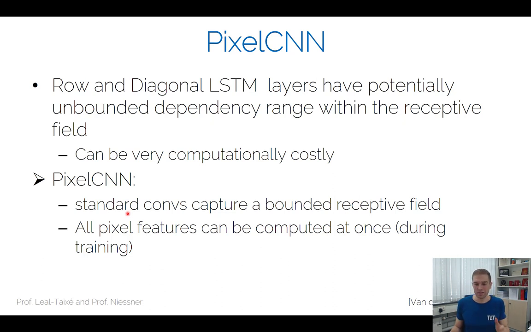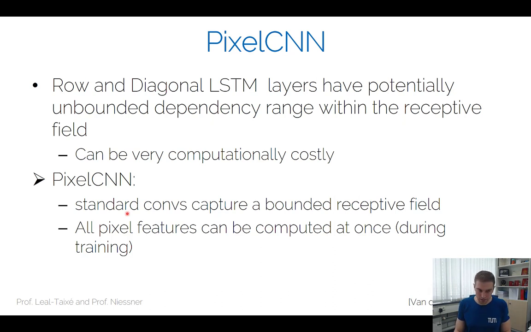Okay, so PixelCNN, the idea now is we're using standard convolutions to capture a bounded receptive field. So one layer has a bounded receptive field. We can set the receptive field to a specific size. So for one given layer, you see only in the past to a specific size. And because of that, all pixel features can be computed at once during training. And during testing, it's very similar. But basically during training, this is a massive speedup, right?